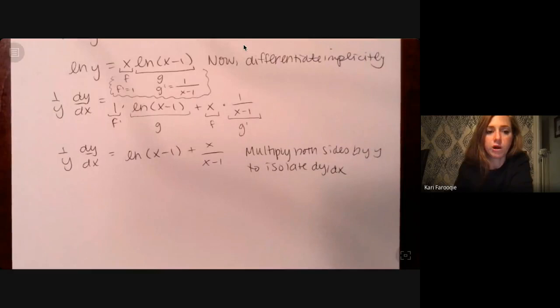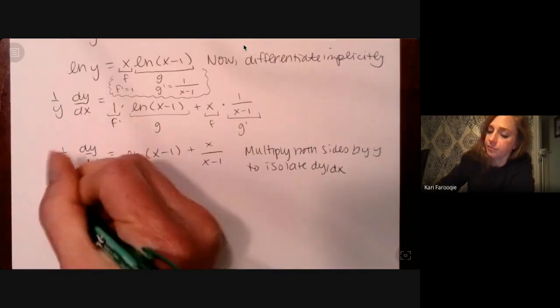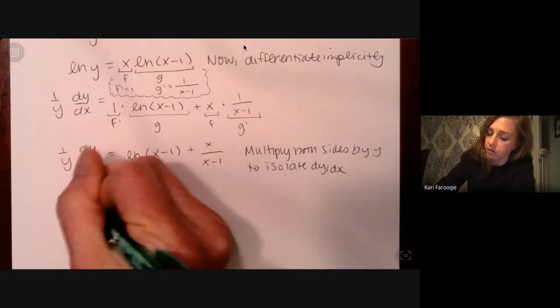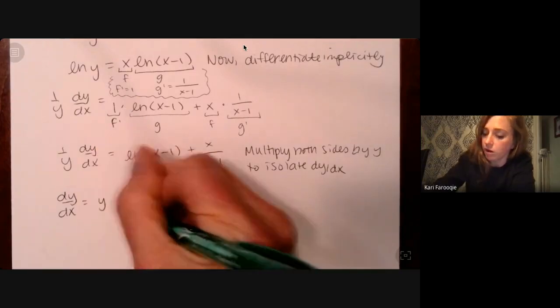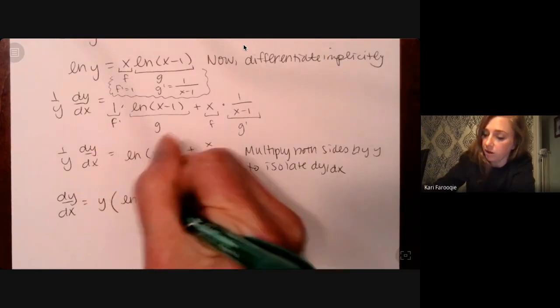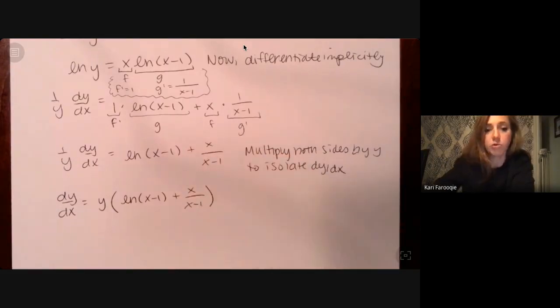Multiply both sides by y to isolate dy/dx. So remember, I want to get dy/dx by itself because that's what I'm looking for here. And I'm going to take y and multiply it by (ln x minus 1 plus x over x minus 1). I'm putting the whole thing in parentheses just because I want to show that that quantity is being multiplied.